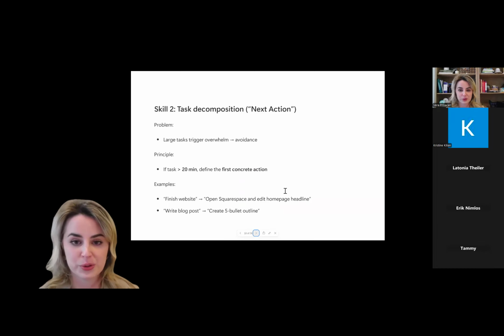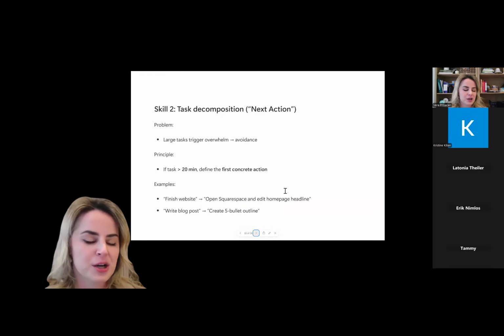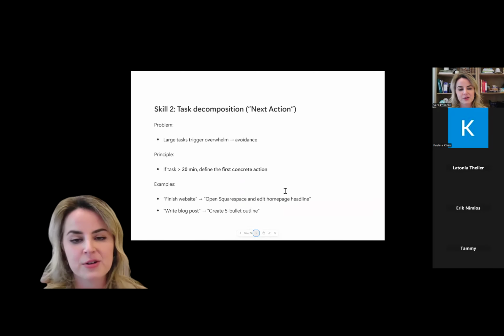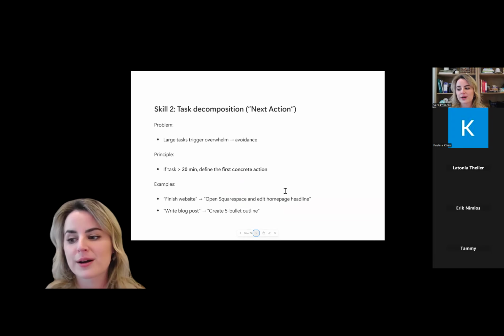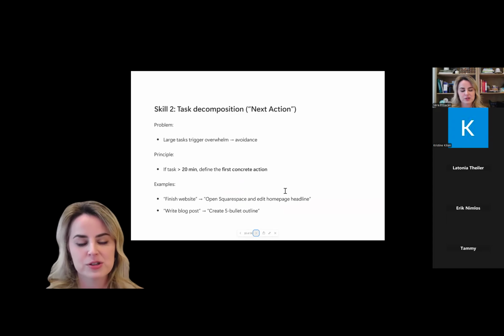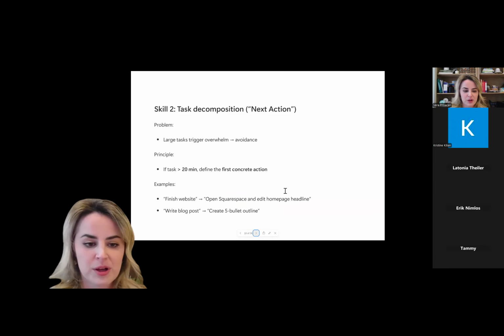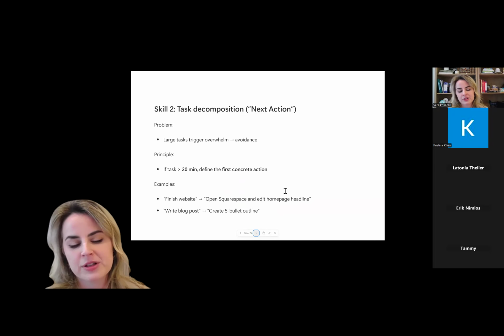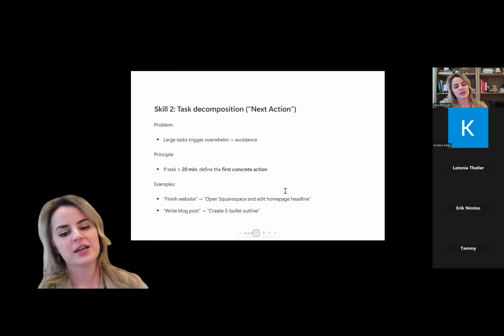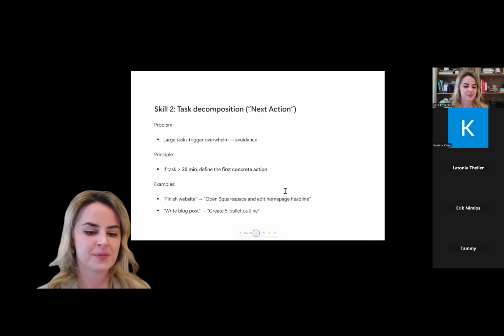Skill number two. This is task decomposition, a fancy way of saying what's the very next step. It can be really overwhelming to look at the big picture of write a report or create a marketing campaign. Let's break it down into just the very next step. So instead of avoiding the whole big, large tasks, we break it down into the first concrete action that we have to take so that we can get started.